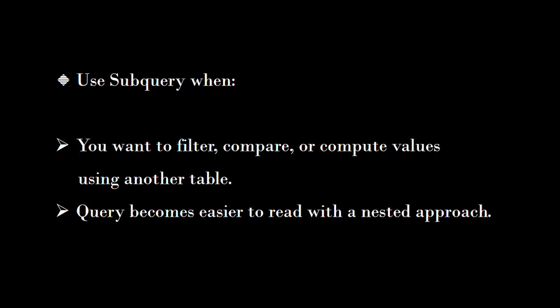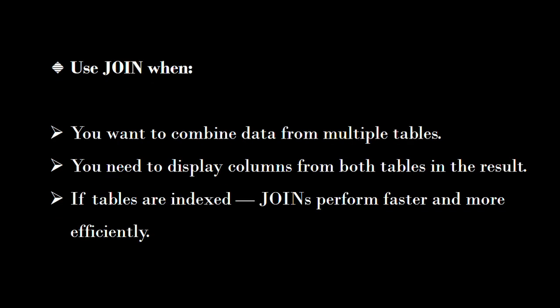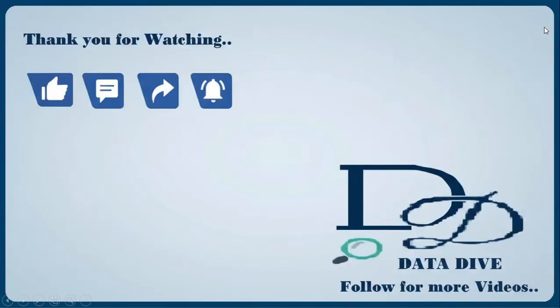So at the end, we use a subquery when we want to filter, compare or compute values using another table. The query becomes easier to read with a nested approach, whereas we use joins when we want to combine data from multiple tables, when we need to display columns from both the tables in the result, and if tables are indexed, then joins perform faster and more efficiently. Thank you.